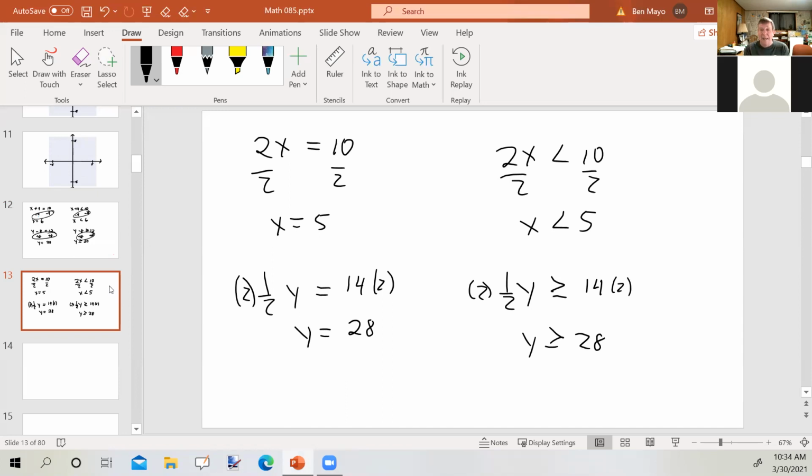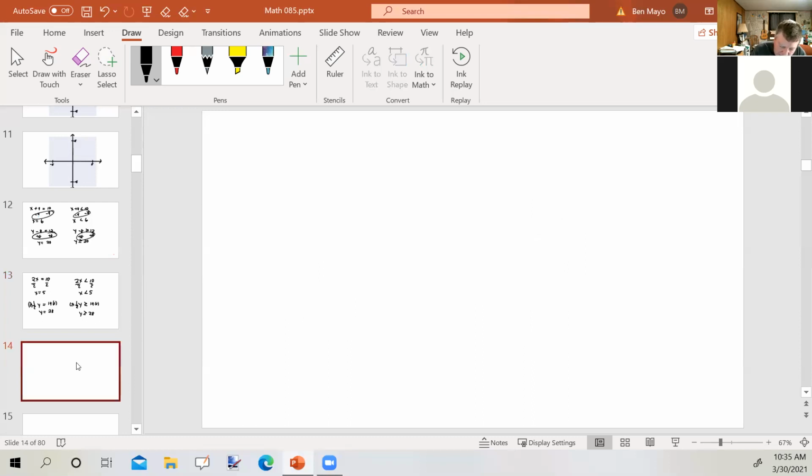Okay, so you can add the same quantity to both sides of an equation or an inequality. You can subtract the same quantity from both sides of an equation or an inequality. You can multiply or divide both sides of an equation by the same number as well as both sides of an inequality by the same number. Where do things differ? Well, let's say you've got negative 5x equals 15. To solve this equation, you divide both sides by negative 5.